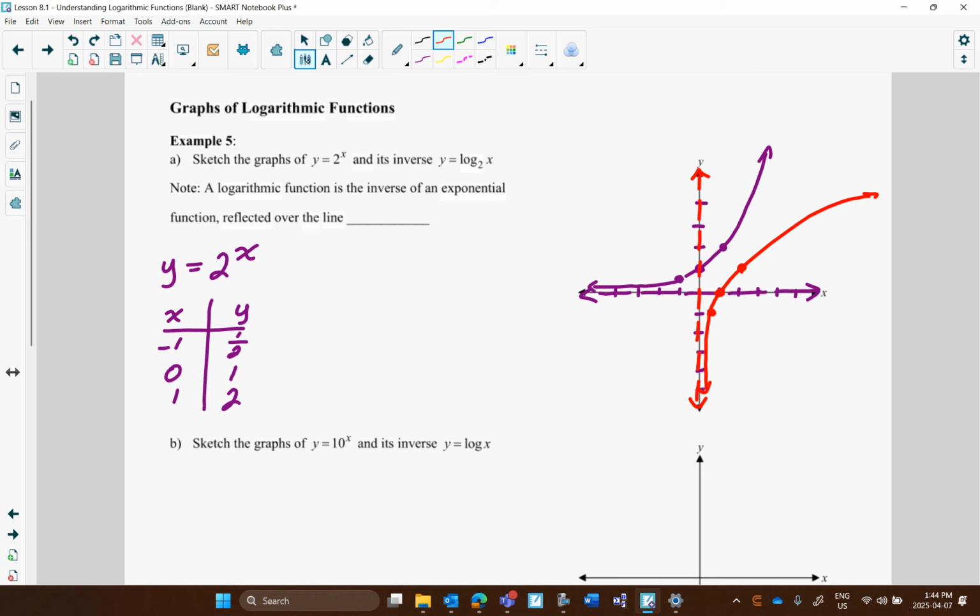And how can you always tell? They will always flip over the diagonal line y equals x. So it's like taking the exponential one, tilting your head at 45 degrees and flipping it.